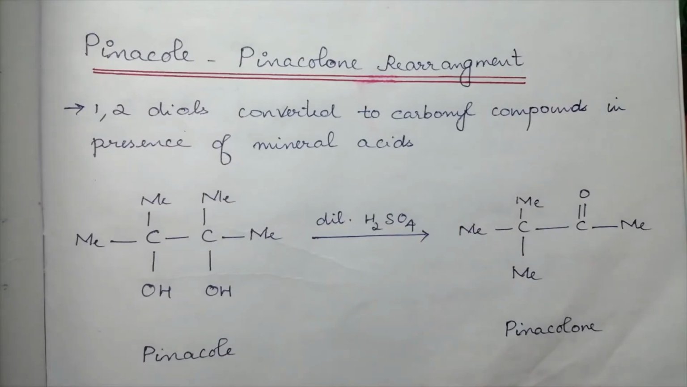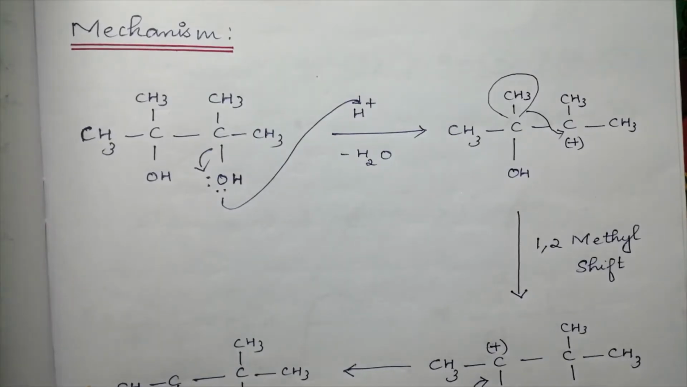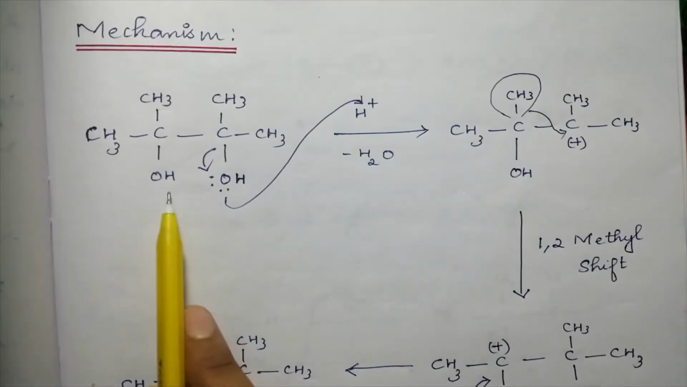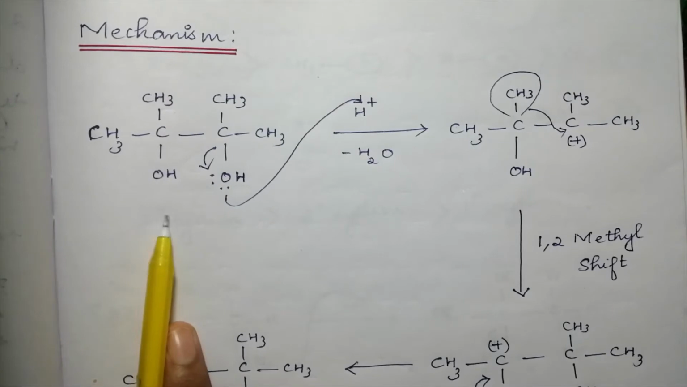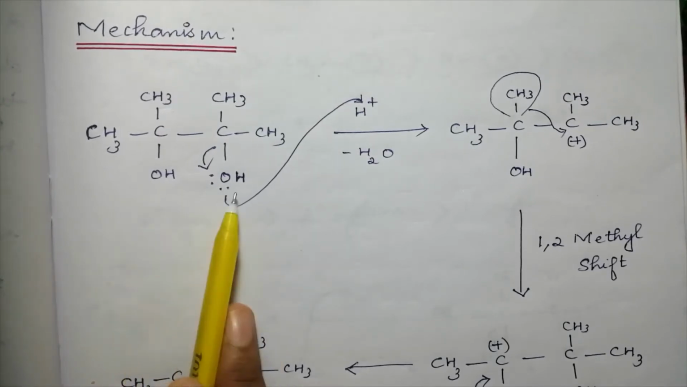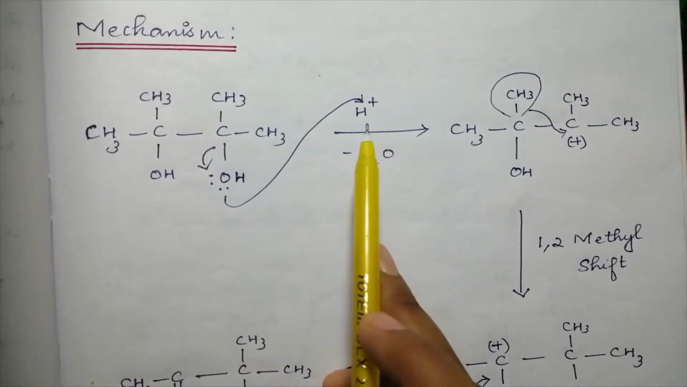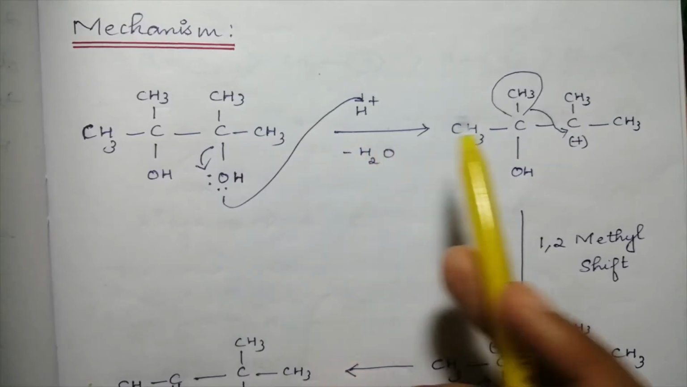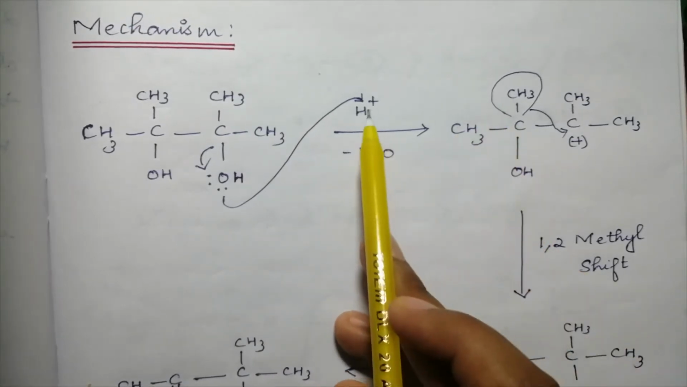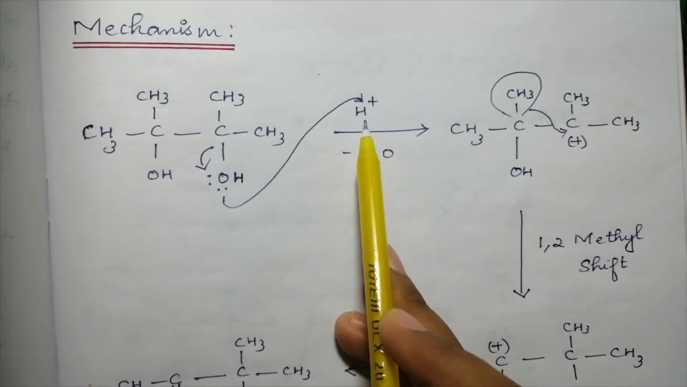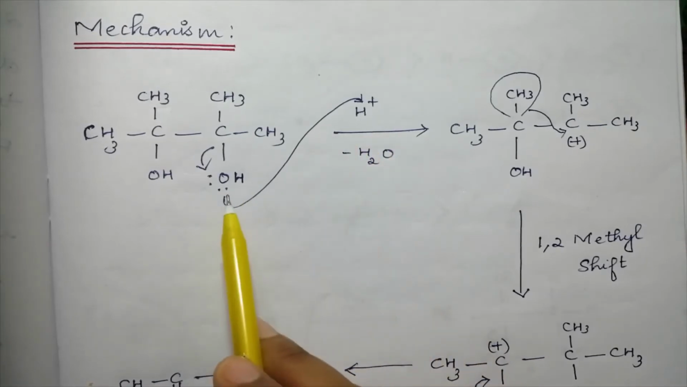Now let's look at the mechanism of this reaction. The mechanism is very simple and very easy. So here we have considered the Pinacol. This is my starting reactant, which is the 1,2 diol. Now from the acid that I have, whether it's my dilute H2SO4 for example, I have an H+. So what happens? This H+ can take up electrons.